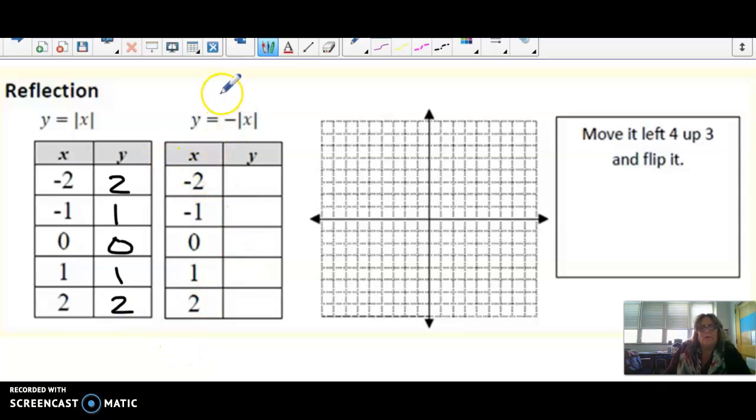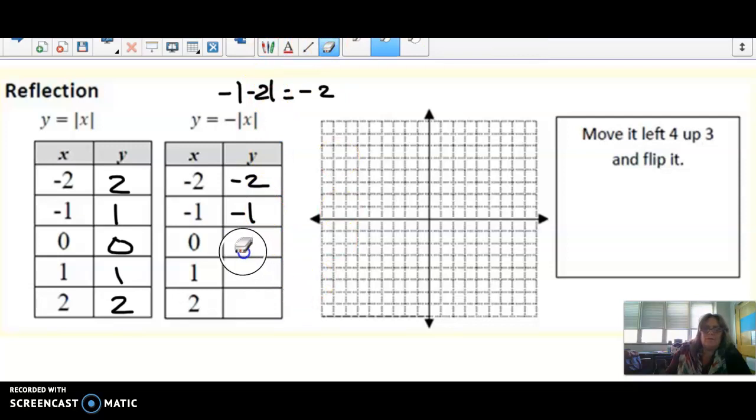When we plug this in, the absolute value of a negative 2 is 2, but we have that negative sign in front of it, so it's going to be a negative 2. Absolute value of a negative 1 is 1, and then we take the opposite. The absolute value of 0 is 0, and the opposite of 0 is 0. The absolute value of 1 is 1, but when we take the opposite of it, it's going to become a negative 1 and a negative 2.